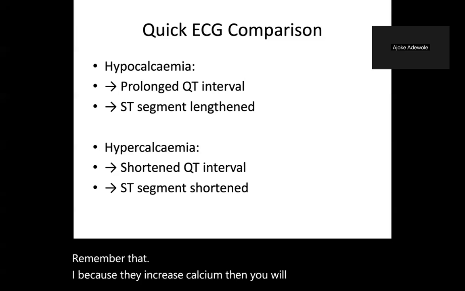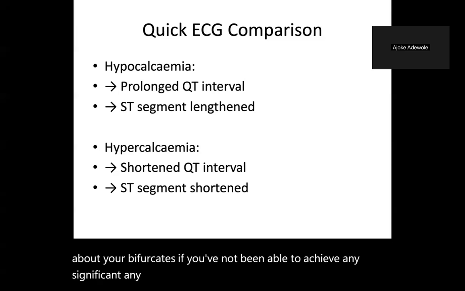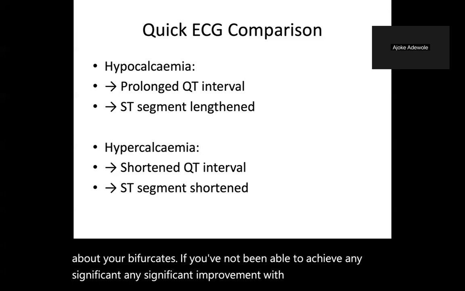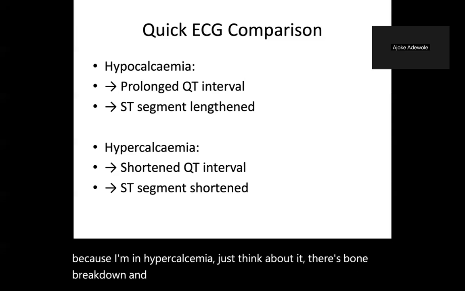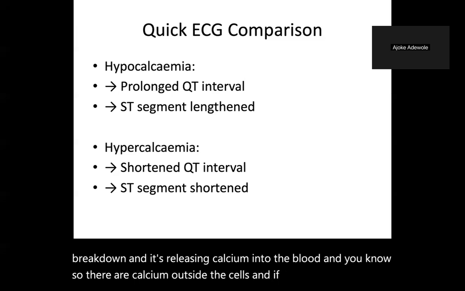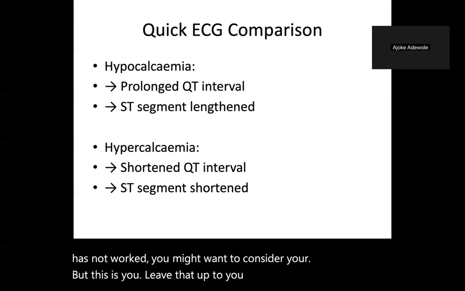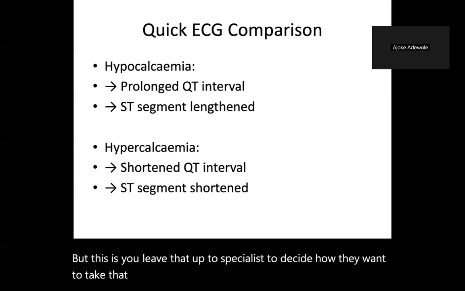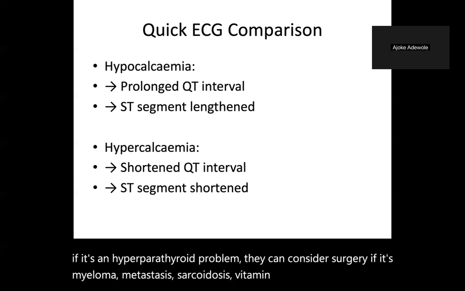Then you will want to talk about your bisphosphonates if you've not been able to achieve any significant improvement with your hypercalcemia. Because in hypercalcemia, just think about it, there is bone breakdown and it's releasing calcium into the blood, so there is calcium outside the cells. And if all of this has not worked, you might want to consider calcitonin, but you leave that up to specialists to decide. And of course, they might want to treat the cause. If it's a hyperparathyroid problem, they can consider surgery. If it's myeloma, metastasis, sarcoidosis, or vitamin D toxicity, you want to treat the root.